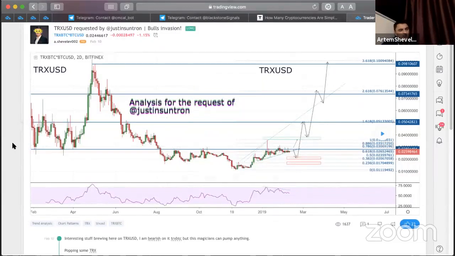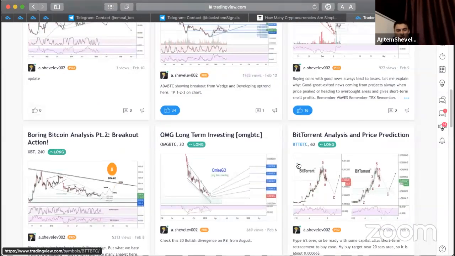But again, Tron BTC is looking bearish. So if this is true, then Bitcoin is bullish, because Tron BTC is bearish. Well, so really hard decisions here.